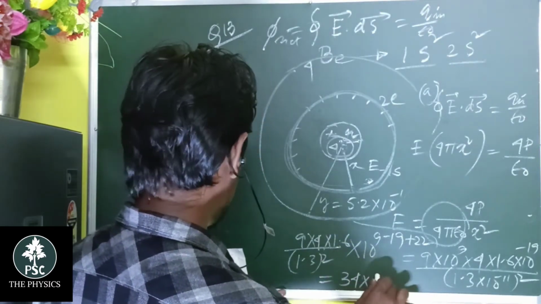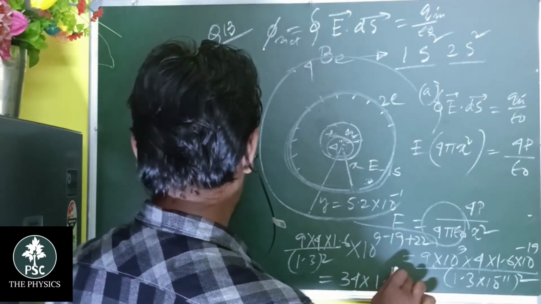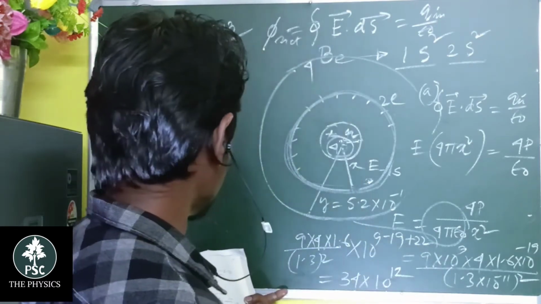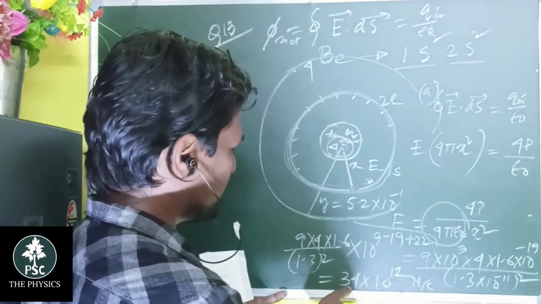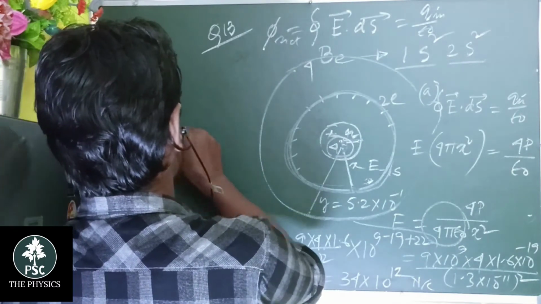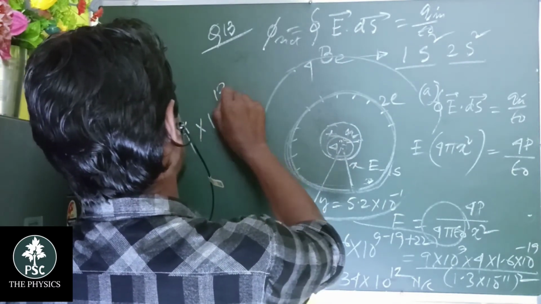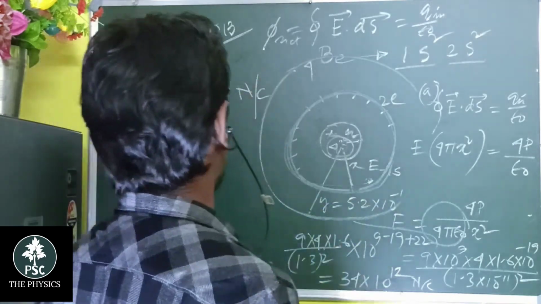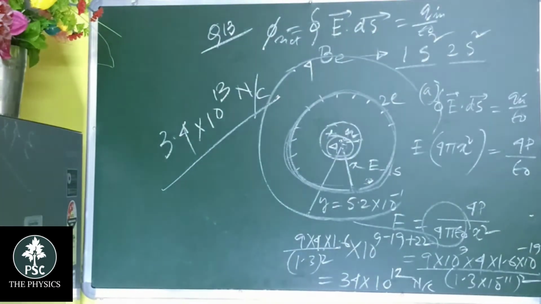This gives a result of 3.4 into 10 to the power 12. Okay, so this is Newton by Coulomb, or if you write it as 3.4 into 10 to the power 13 Newton by Coulomb. So this is the final answer, 3.4 into 10 to the power 13 Newton by Coulomb.